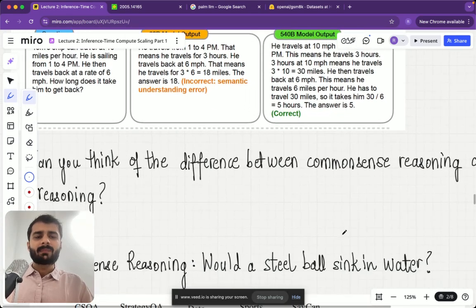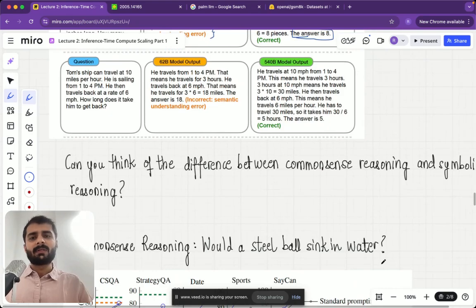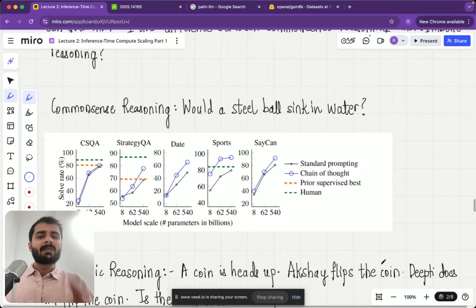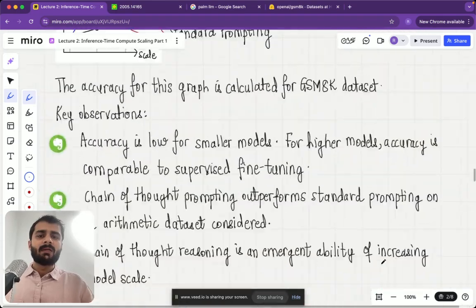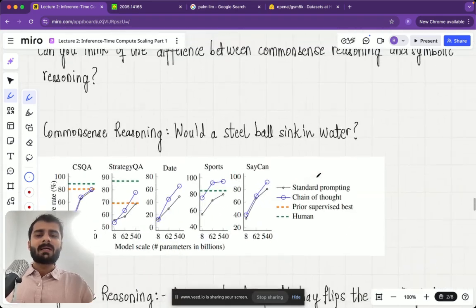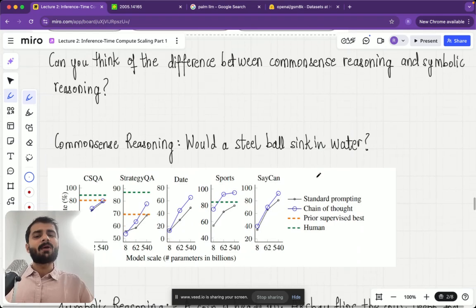Okay, now I hope all of you have understood how chain of thought reasoning works very effectively for arithmetic reasoning tasks. But what about common sense reasoning and symbolic reasoning tasks? Is it that effective, or is it not very effective? Let's understand. Firstly, common sense reasoning. I had given an example previously also. Here, if you look at it, we had looked at an example of common sense reasoning. Another example is would a steel ball sink in water?